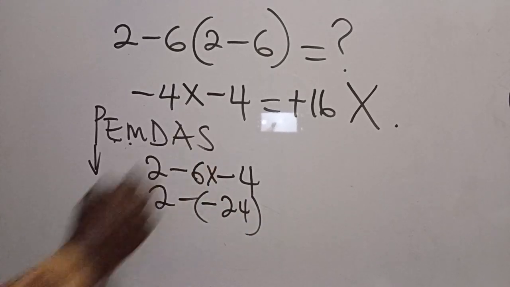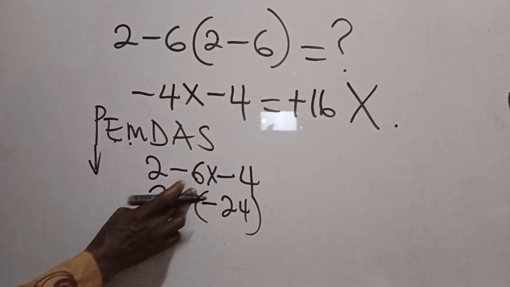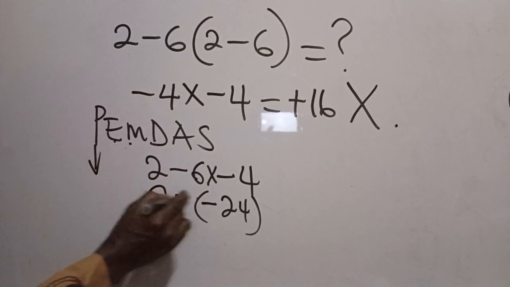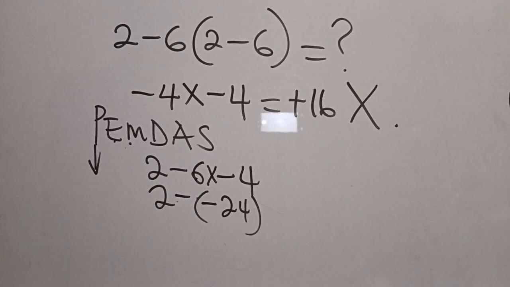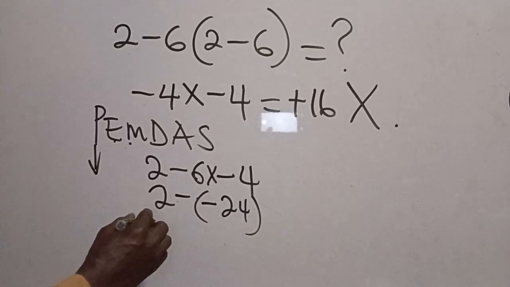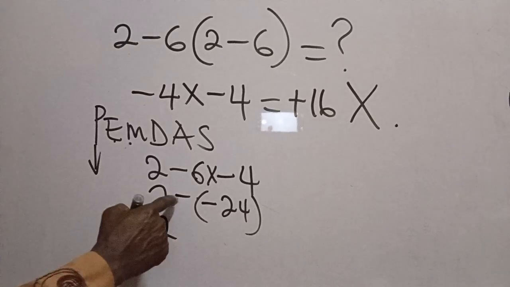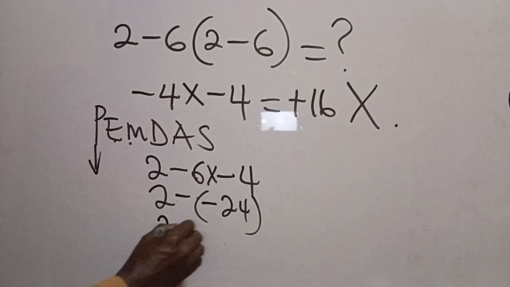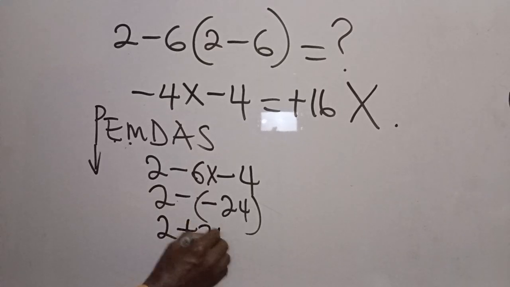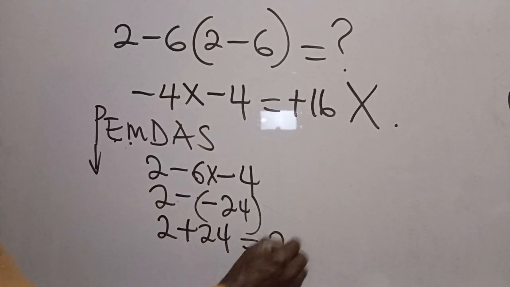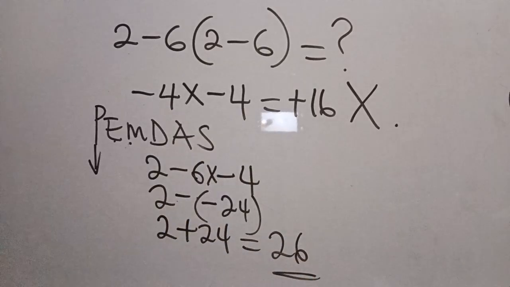Now have 2 minus, this minus sign here, 2 minus minus 24. Now, we have 2, multiplying minus by minus here is plus. 2 plus 24, the answer is 26. So the correct answer in this problem is 26, not 16.